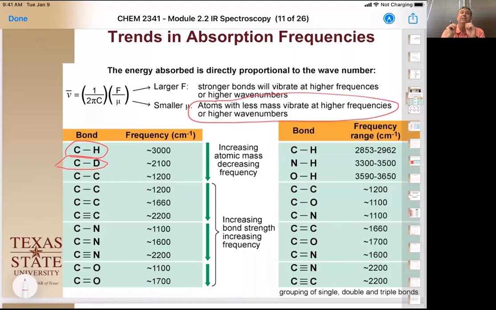So deuterium is an isotope of hydrogen, just one more neutron. And then we have a carbon-carbon bond. If we look at the frequency difference here, a carbon-carbon bond vibrates at 1200 wave numbers. By decreasing the mass to that of a deuterium, it goes up to 2100 wave numbers. By the time we get to hydrogen, that's 3000 wave numbers.